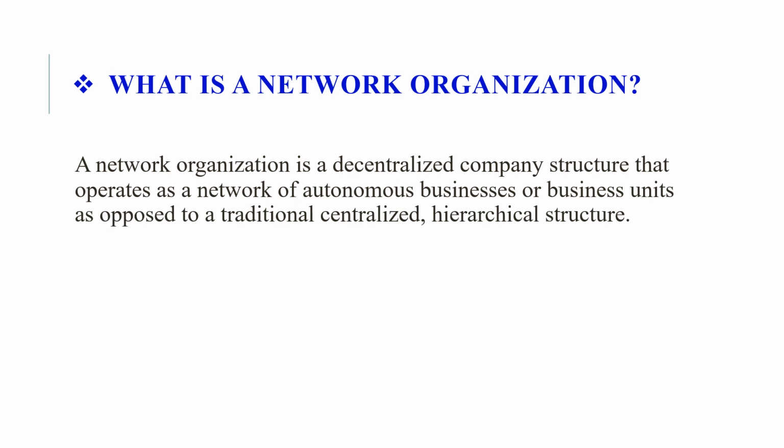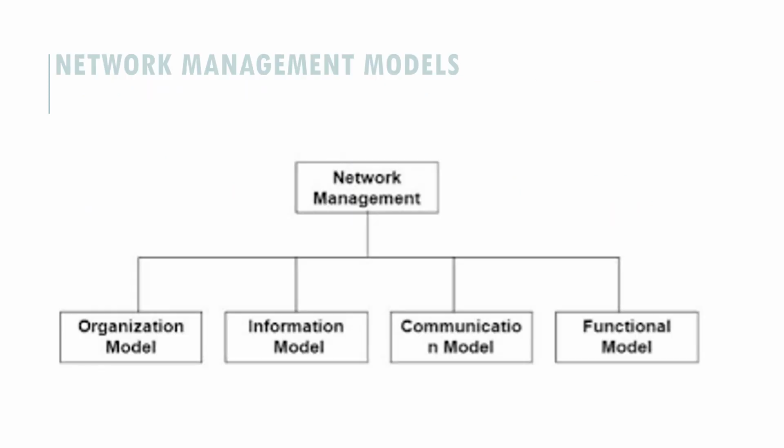Next, what is network organization? Network organization is a decentralized company structure that operates as a network of autonomous businesses or business units, as opposed to a traditional centralized and hierarchical structure. And next is the network management model. The OSI network management architecture model comprises four models: organization model, information model, communication model, and functional model.